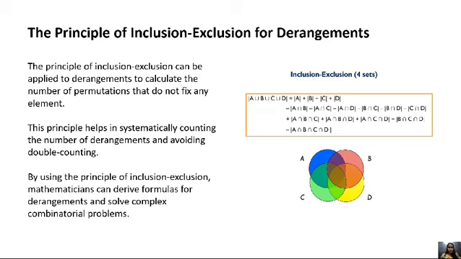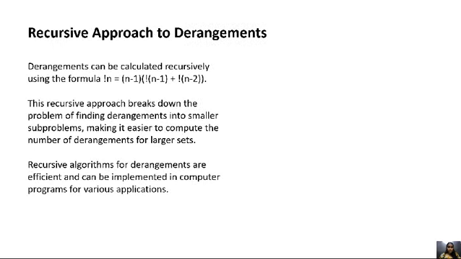The principle of inclusion exclusion for derangements. The principle of inclusion exclusion can be applied to derangements to calculate the number of permutations that do not fix any element. This principle helps in systematically counting the number of derangements and avoiding double counting. By using the principle of inclusion exclusion, mathematicians can derive formulas for derangements and solve complex combinatorial problems.